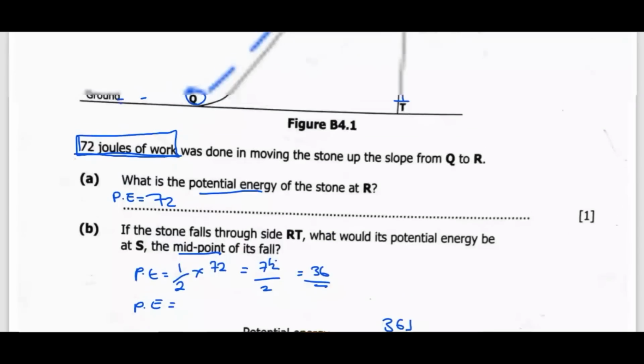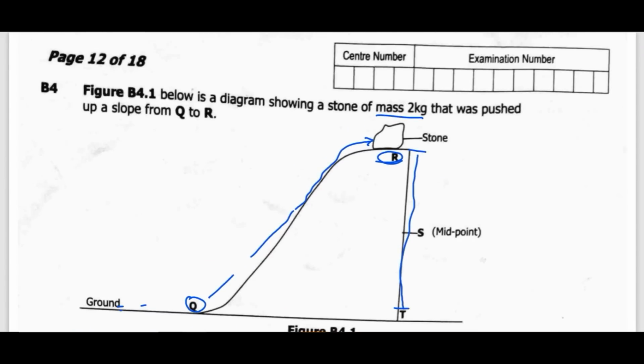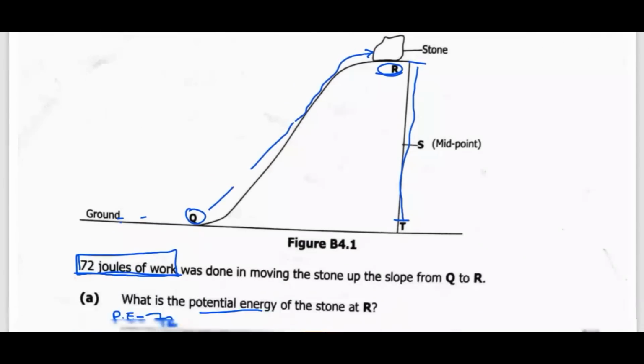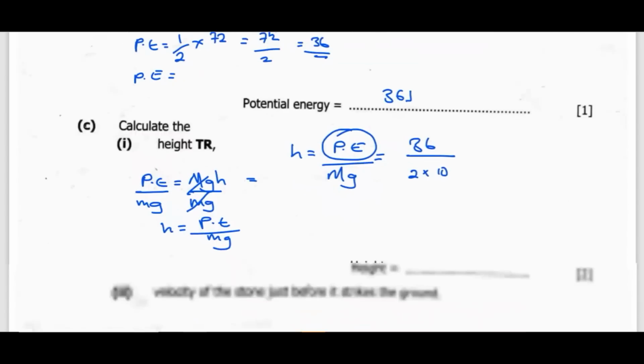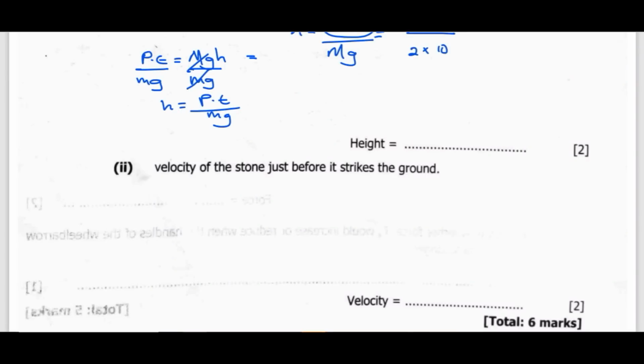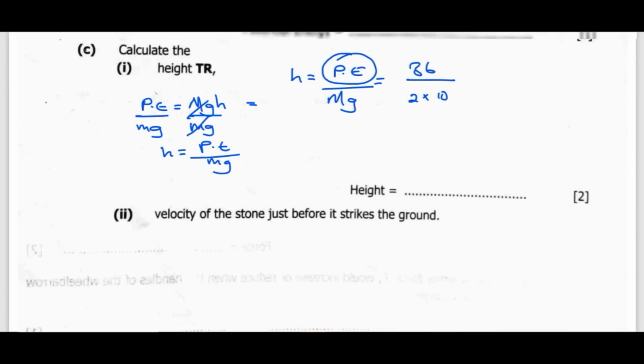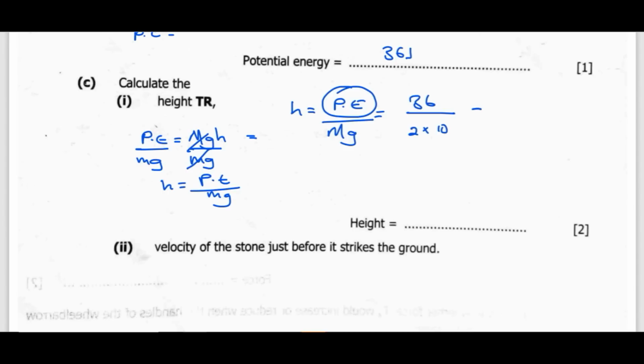We're given a 10. So this is the gravitational force, which is 10. So we're going to have 36 over 20. So 20 into 36, we're going to have 1.8 meters. So that is 1.8 meters.